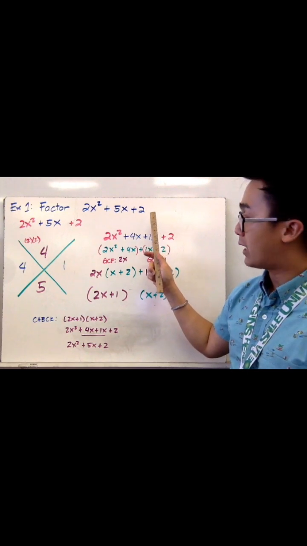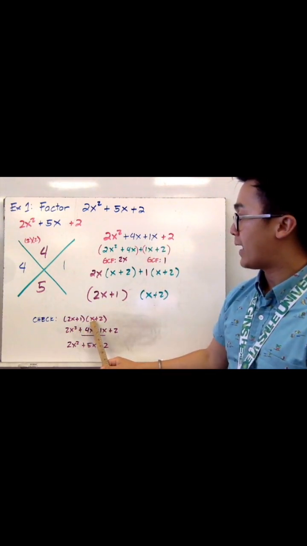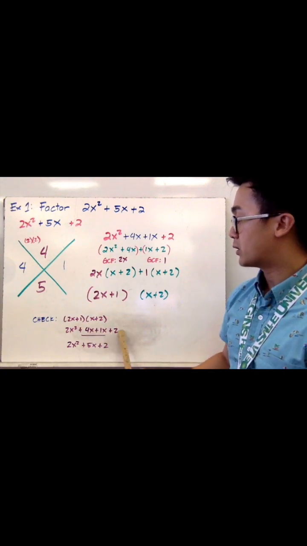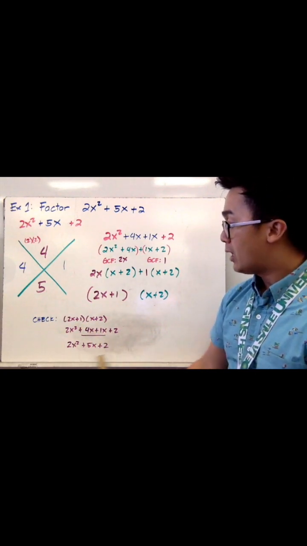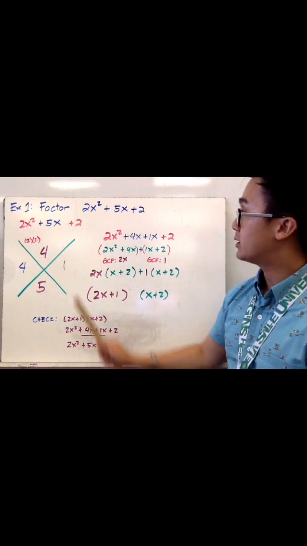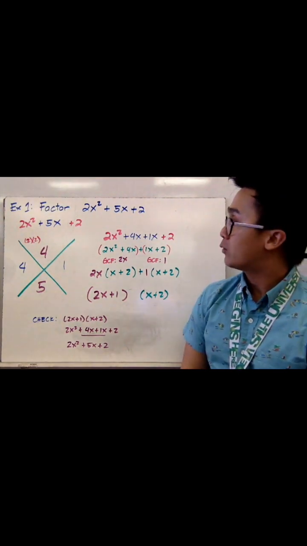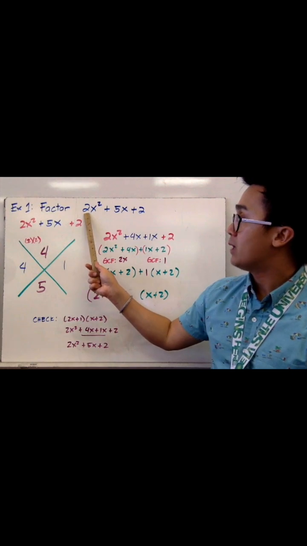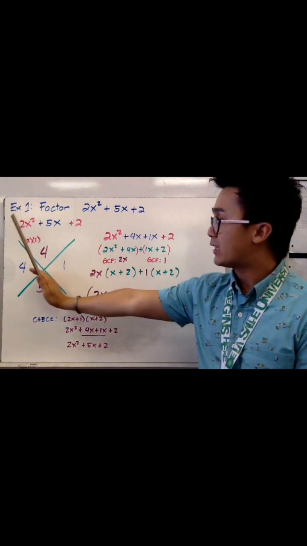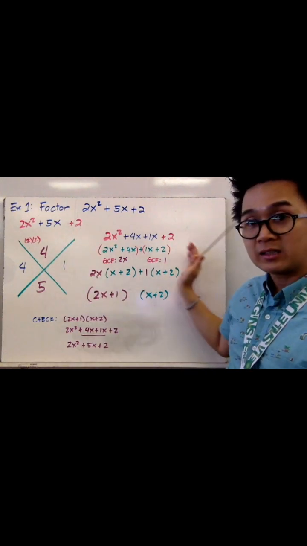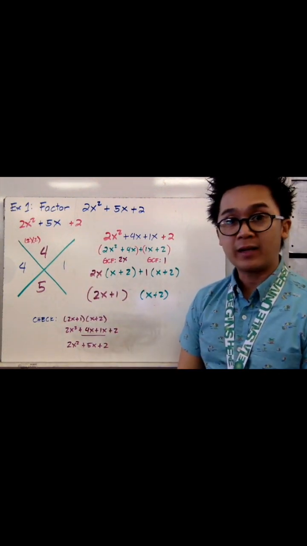We know that we did it right because if we FOIL 2x plus 1 and x plus 2, 2x times x is 2x squared, 2x times 2 is 4x, 1 times x is 1x, and 1 times 2 is 2. By simplifying it, we now have 2x squared plus 5x plus 2, which is the same as the original equation. So this is how we factor quadratic equations when the leading term has a coefficient that is more than 1. We have two stages. The first stage is finding the factors of the product of the first and the last term. The second stage is factoring by grouping and using the GCF.